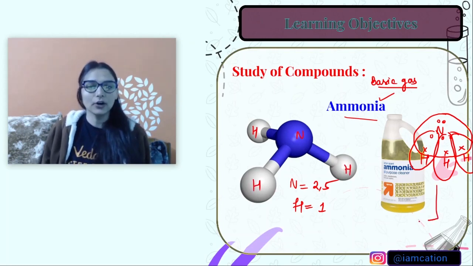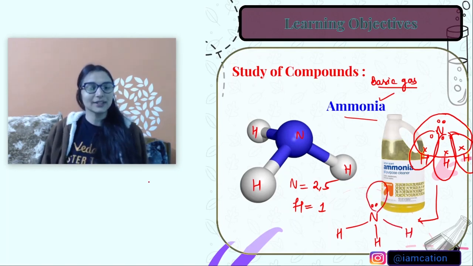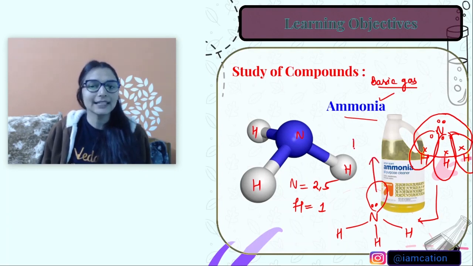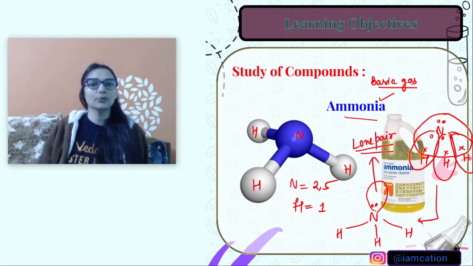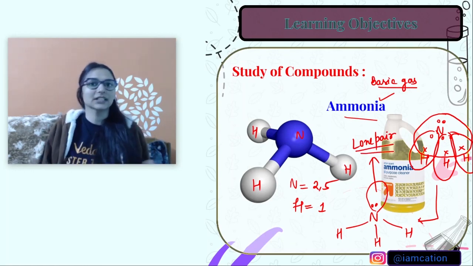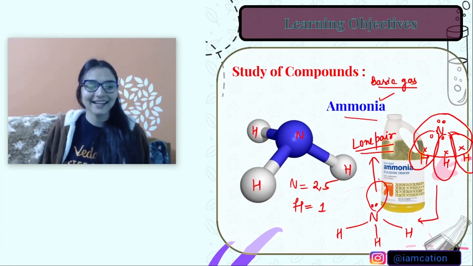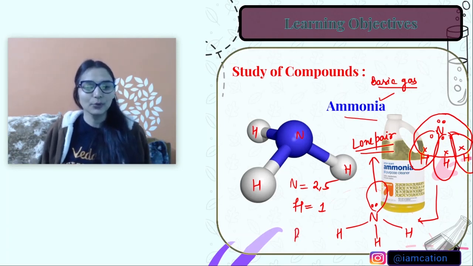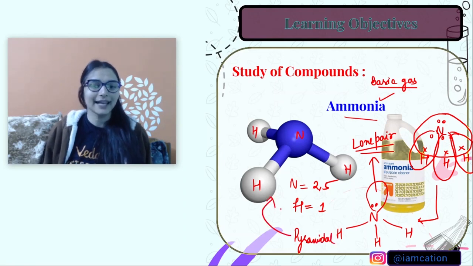So that is how ammonia looks. This is nitrogen and the 3 single covalent bonds, one with each hydrogen, and this is the valence electron pair which is not participating in bond formation, and we call it a lone pair. So those valence electrons which are not participating in bond formation are lone pairs. We have already done them. Lone means a single pair of electrons here. So this has a pyramidal shape, as you can see over here.